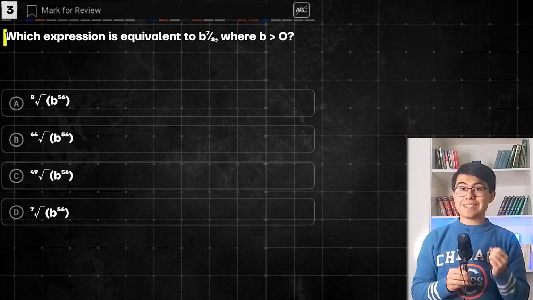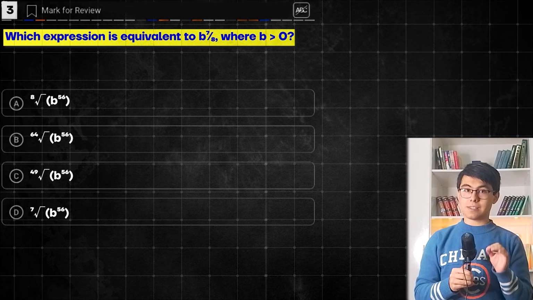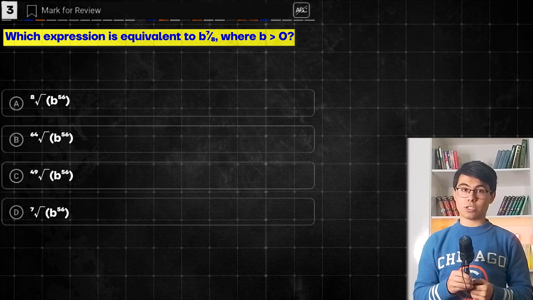Prediction number 3. Trust me, you don't want to skip it because this one is really wild. And it's low-key one of the most confusing questions on the SAT. But when you see the trick, you're gonna feel like your brain just leveled up. Which expression is equivalent to b^(7/8)? So now it's time to solve this prediction question.